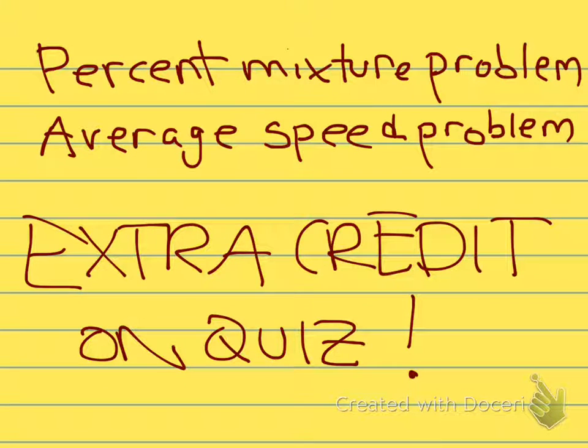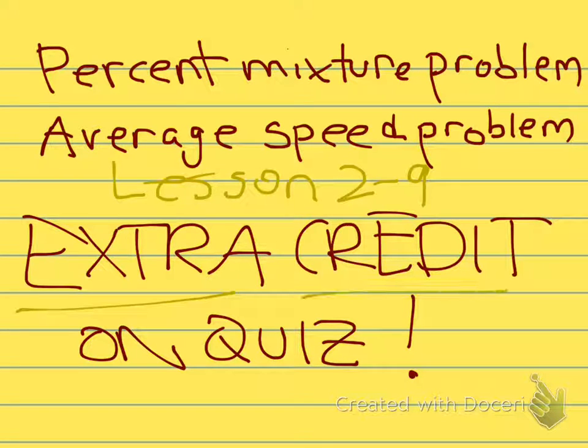Now here I put that you will need to know how to do a percent mixture problem and an average speed problem from lesson 2.9. Remember, you can use your notes to help you set up the problems, but they are also going to be extra credit. So you don't actually have to do them if you don't want to, but I would strongly encourage trying. So there's going to be a percent mixture problem and an average speed problem that you're going to need to know how to do.